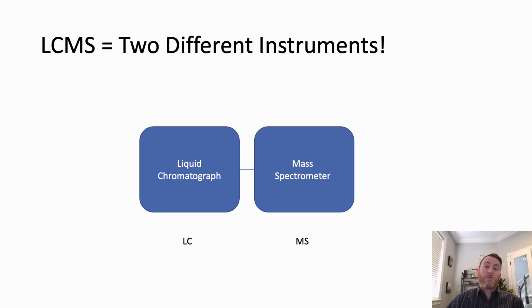On the flip side, you can have something like MALDI-TOF. TOF is a mass spectrometer, which is the detector at the end, but MALDI is an ionization technique that has nothing to do with LC. So the bottom line is you can have LCs without mass spectrometers, you can have mass spectrometers without LCs, but today we're going to be talking about when they are combined together to create an LCMS instrument system.